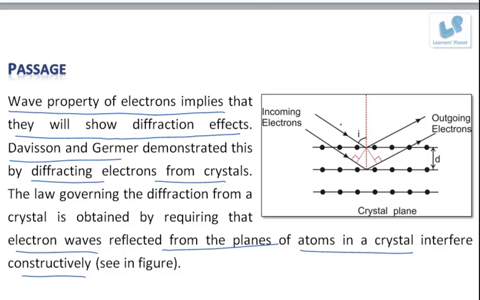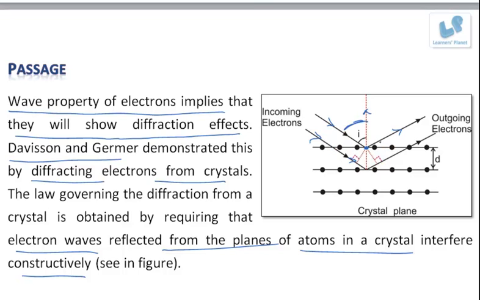Okay, so here you have incoming electrons. They are incident at an angle I with the normal, and the reflection takes place at the topmost surface and, let's say, at a layer which is just below the topmost surface.